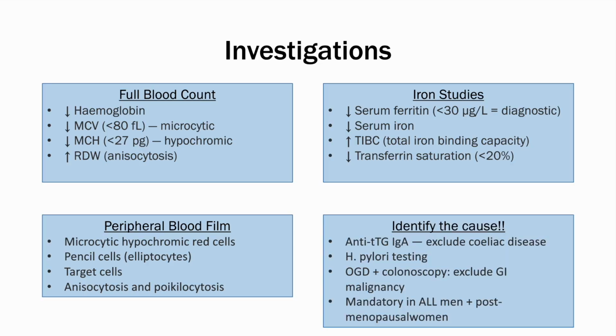It's important, however, to make sure we identify the cause for iron deficiency anemia. So some of the other investigations you may consider, depending on the patient's history and other comorbidities. You can do anti-TTG-IgA to exclude celiac disease. You could do H. pylori testing, an OGD or a colonoscopy to exclude malignancies. And that is important, particularly in all men and postmenopausal women.